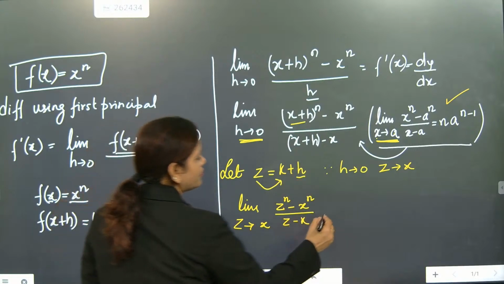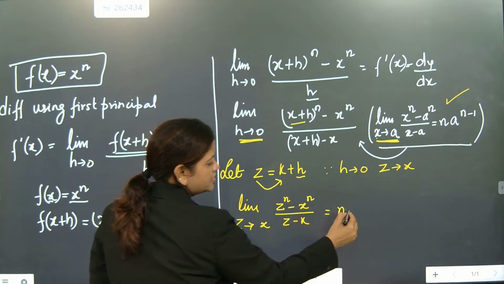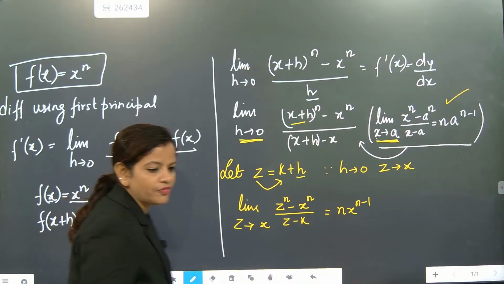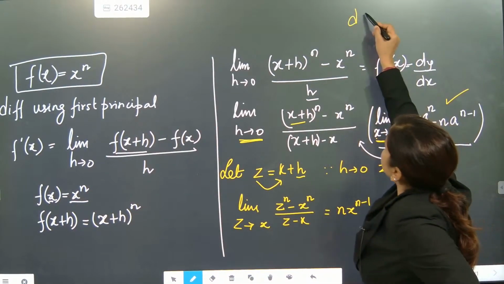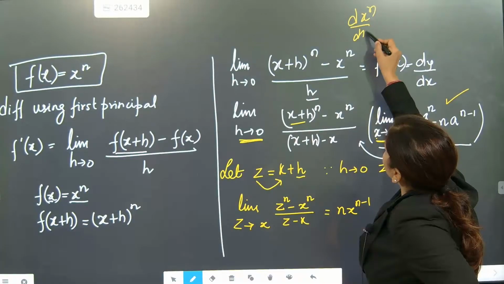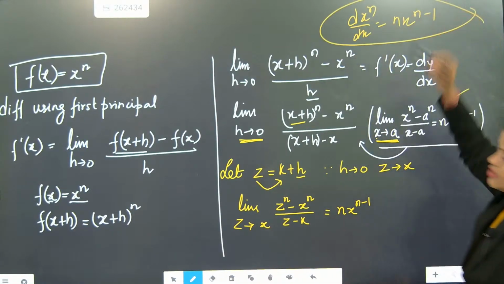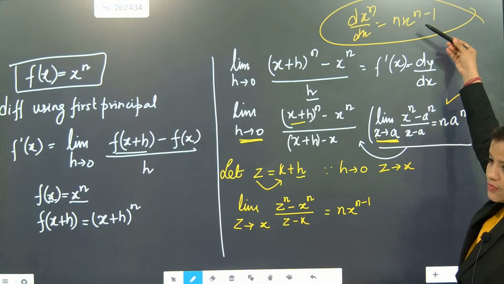Now what is our formula? n, instead of a, what is there? x to the power n minus 1. And we proved one of the major differentiation results, that the differentiation of x to the power n will be n x to the power n minus 1. Now we can use this formula anywhere because we differentiated and proved it.